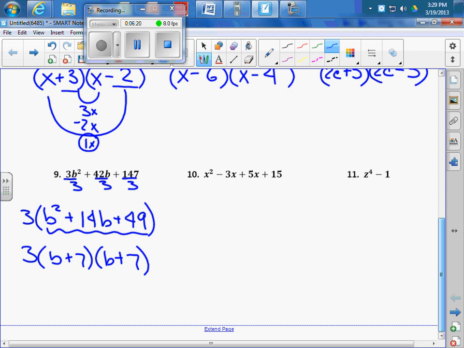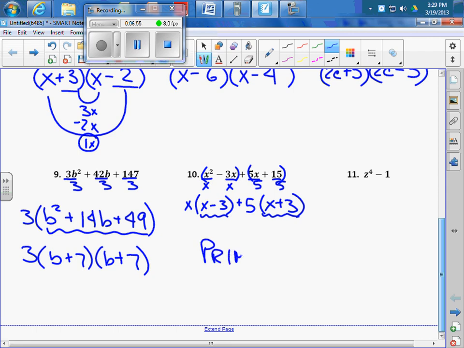In number 10, this is factored by grouping. Remember, if there are 4 terms, we're going to group the first 2 together and the last 2 together and see if we have a GCF here. We do. In the first group, we have x, and that'll be x times the quantity x minus 3. And then we're going to factor out a 5 out of the second set of parentheses. We get 5 times the quantity x plus 3. Now, in order for us to continue factoring this any further, we need to make sure that these two parentheses are the same. They're not. It can't be factored, so we would say this one's prime.